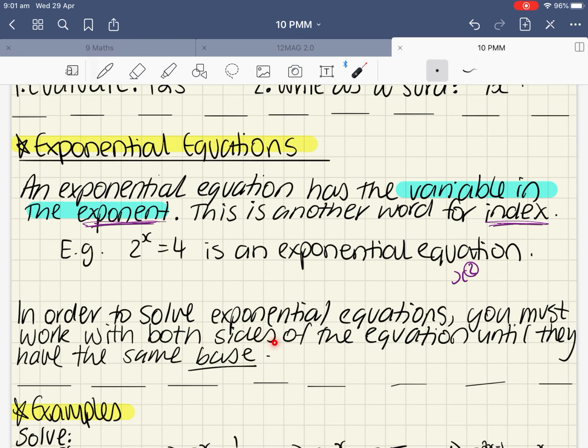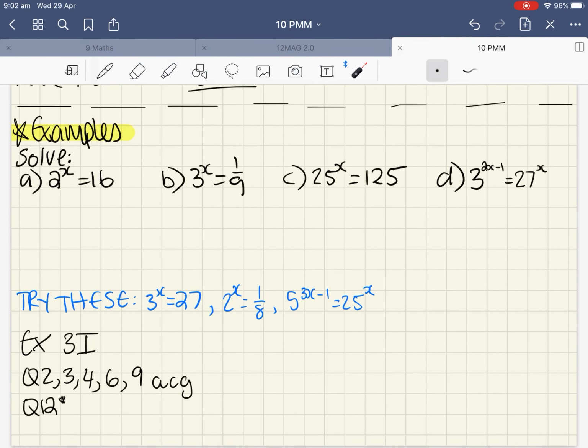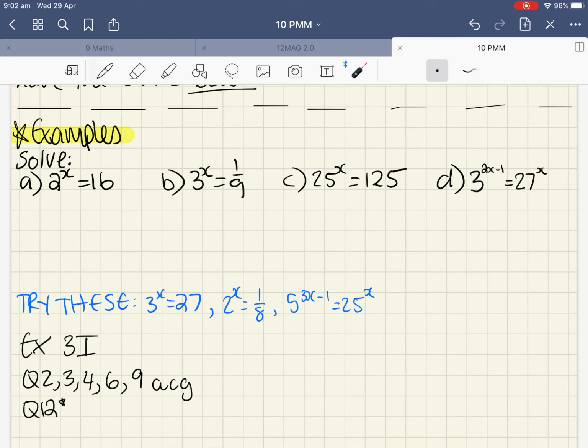So, in order to solve exponential equations, you must work with both sides of the equation, so the left-hand side and the right-hand side, until they have the same base. So remember, when we work with our index laws, unless they have the same base, there's really not a lot we can do. So we're going to do a couple of examples today. I'm going to show you how to work both sides of the equation to evaluate exponential equations. Here they are. Let's get excited.